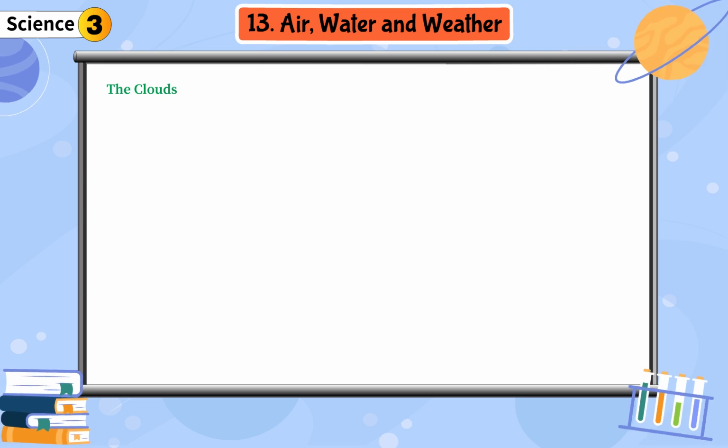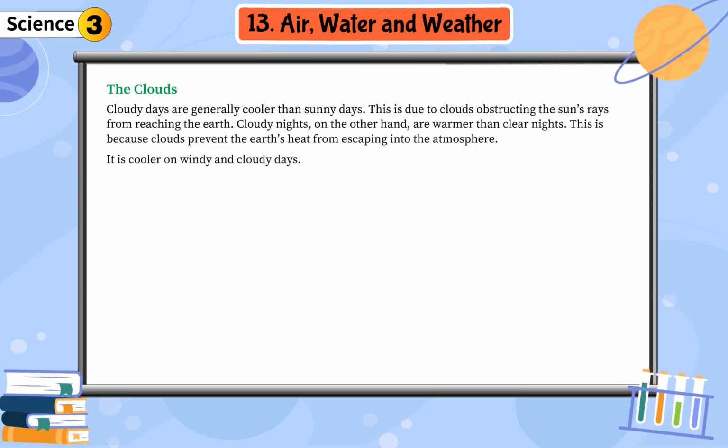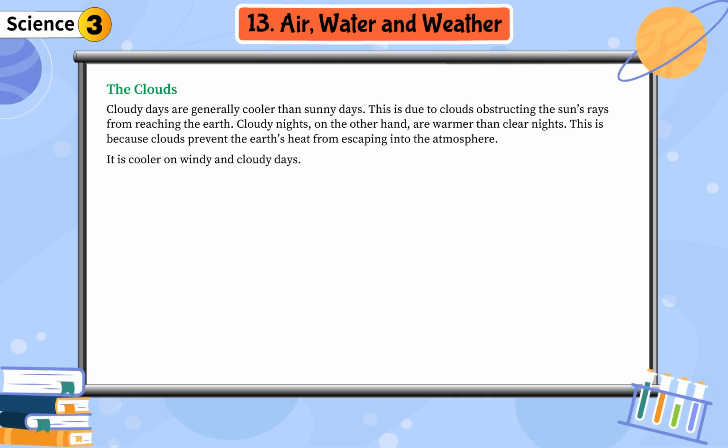The clouds. Cloudy days are generally cooler than sunny days. This is due to clouds obstructing the sun's rays from reaching the earth. Cloudy nights, on the other hand, are warmer than clear nights. This is because clouds prevent the earth's heat from escaping into the atmosphere. It is cooler on windy and cloudy days.